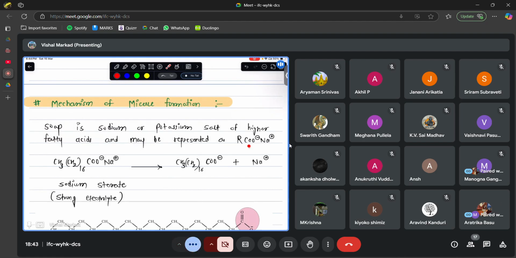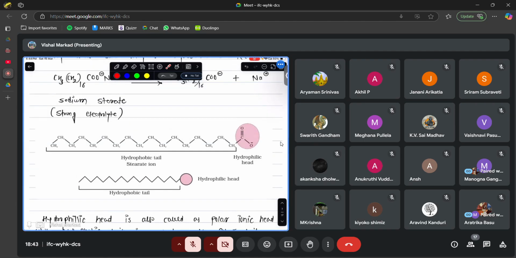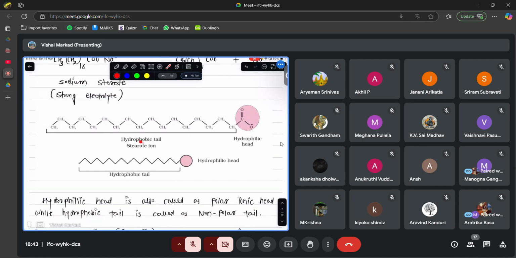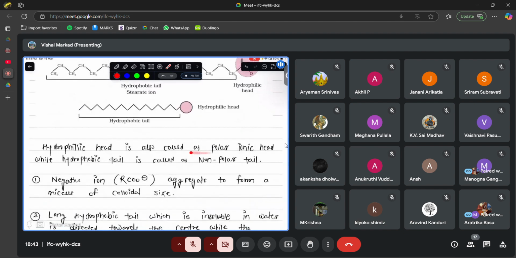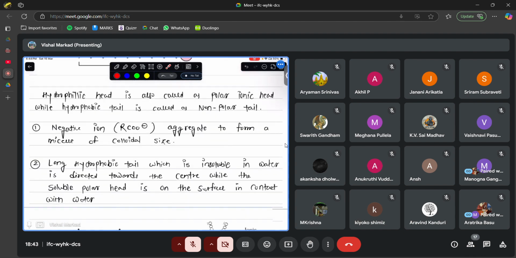Can you write down? This is the first thing that you have to write down: the formula of soap, or how it is made. Second, we will talk about the structure, like what is meant by hydrophobic tail and what is hydrophilic, and why we call them that, because this part is hydrophilic, water loving. Sorry, this part is hydrophobic. They are insoluble in water. This is what you will write down here.